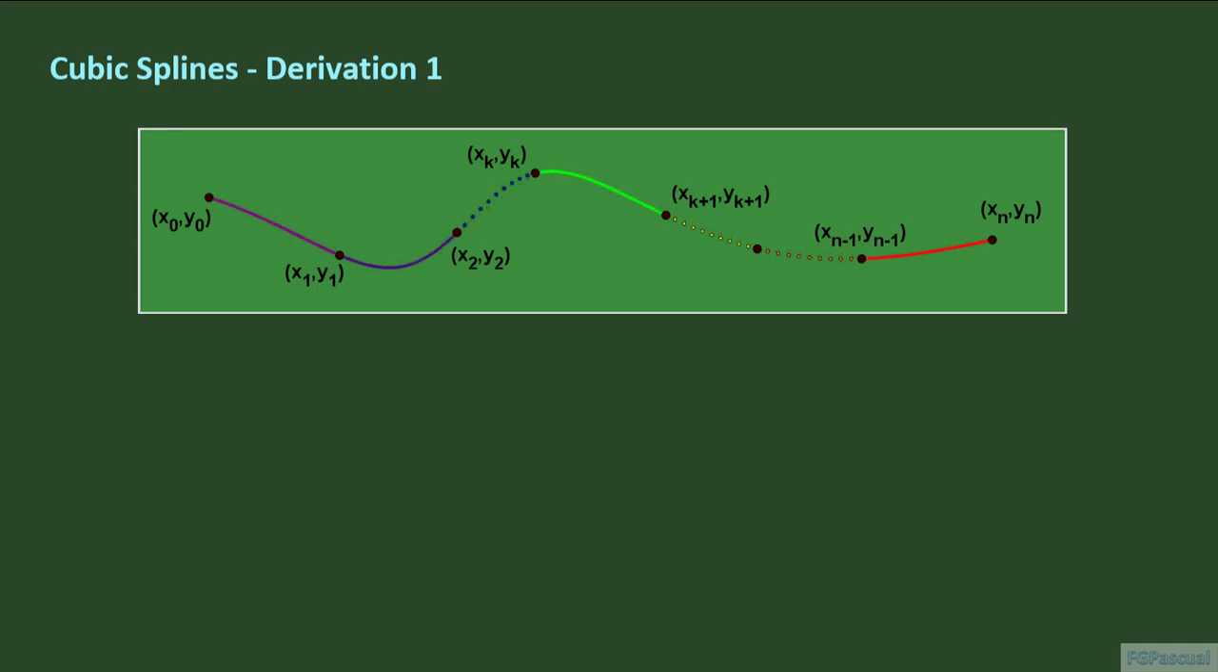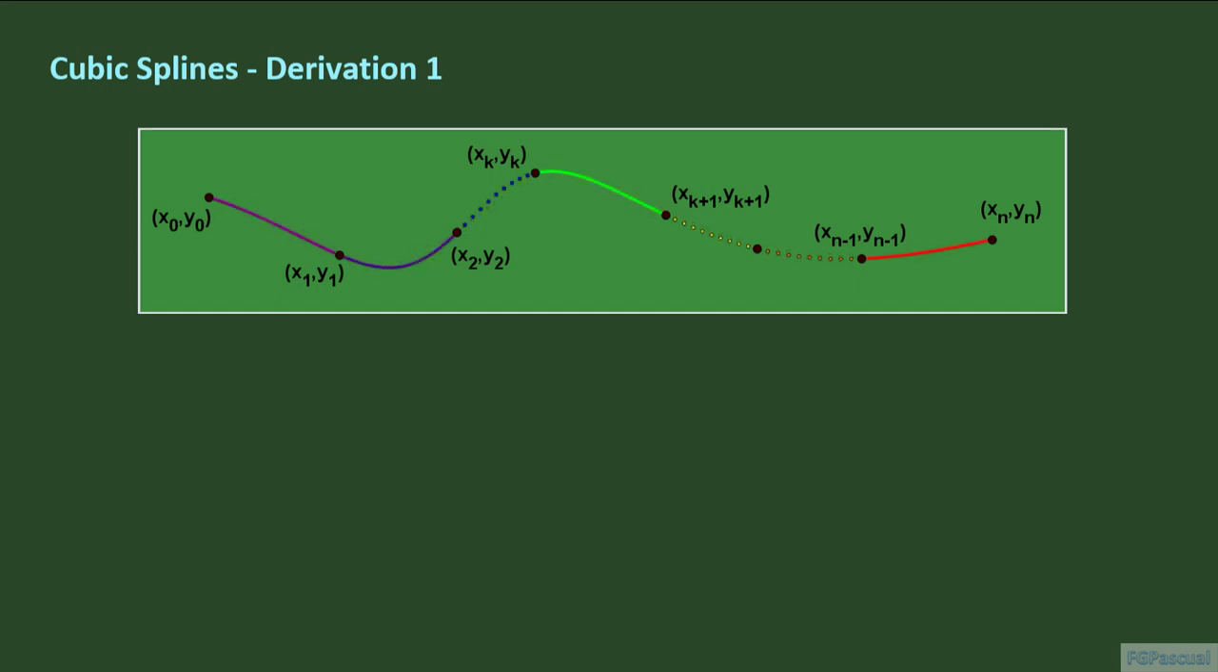In this video, we will derive a system of equations that will help us find a cubic spline. A cubic spline is a curve that will pass through a given finite set of points. A cubic spline might look something like this.